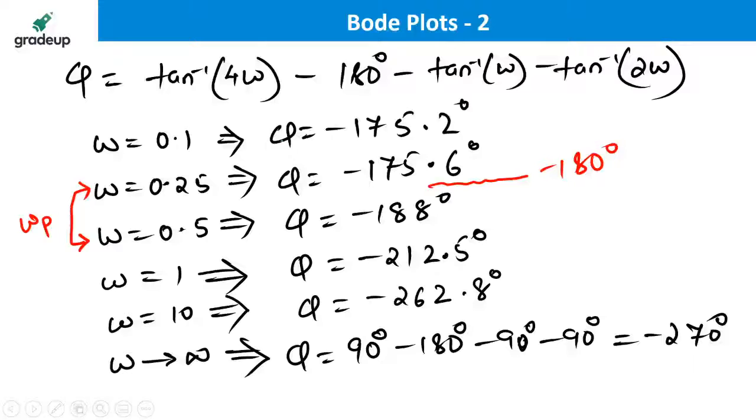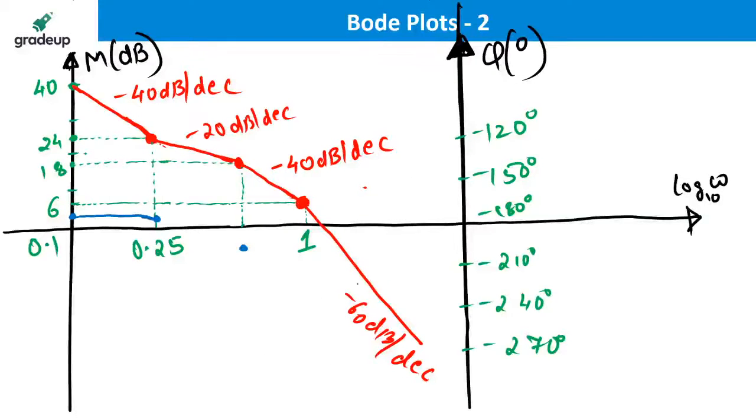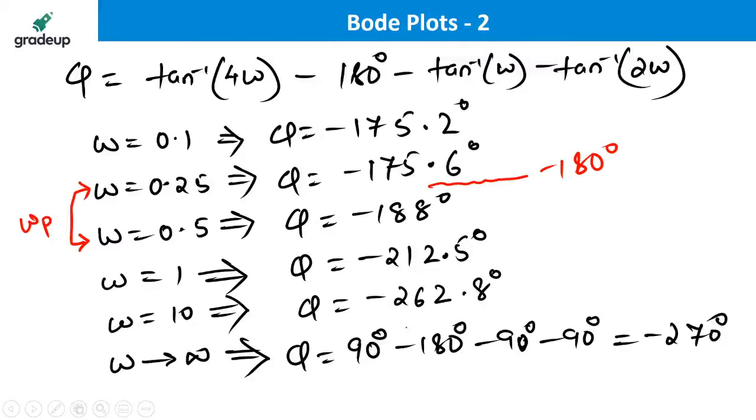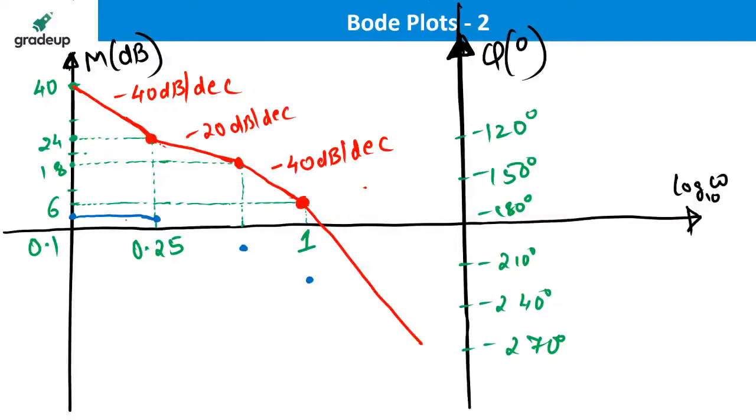Then at omega equal to 1, it is minus 212. Then at omega equal to 10, it goes to minus 262 and then finally towards minus 270. So just freehand draw, joining these points approximately, such that you finally go towards minus 270 degree. This is my phase plot.